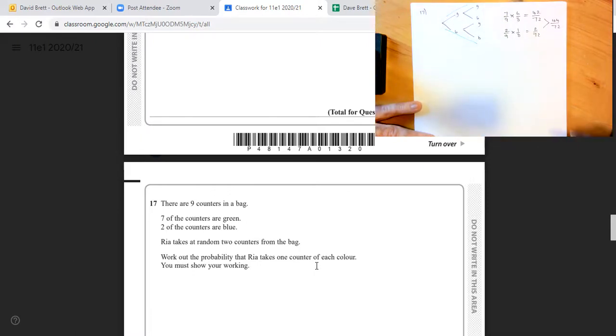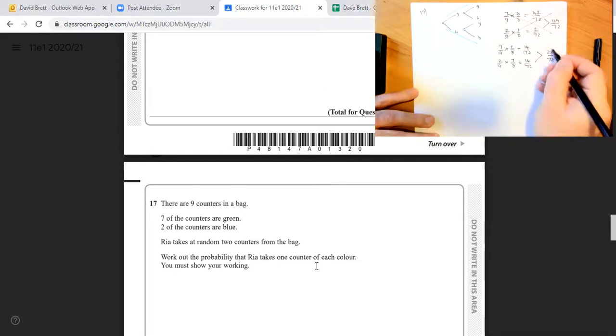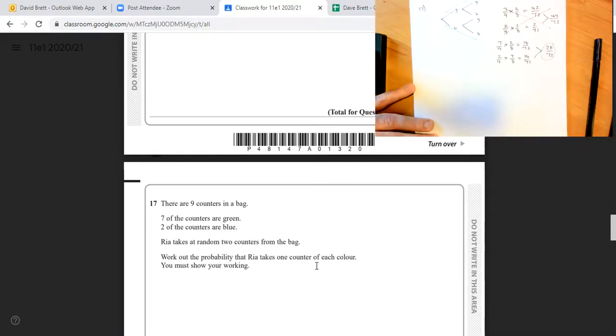So the probability the first one's green is 7/9. Second one, blue, 2/8. 14 out of 72. First one, blue, 2/9. Second one, green, 7/8. 14 out of 72. Add them together and I get 28 out of 72. That's better. Make sure you read the question before you jump in and answer it. Okay, good lesson to learn there.